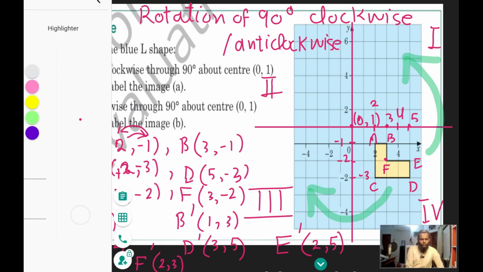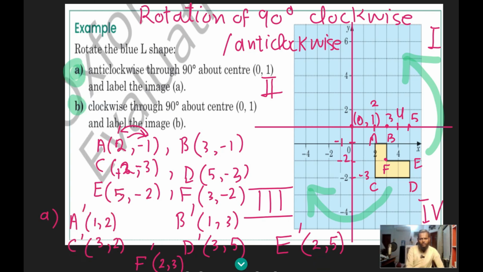I will use different color for this figure. Okay. So I am drawing A prime. A prime is 1 comma 2. This is A prime 1 comma 2. B prime is 1 comma 3. Okay. 1 comma 3. This is B prime. A prime, B prime. C prime is 3 comma 2.